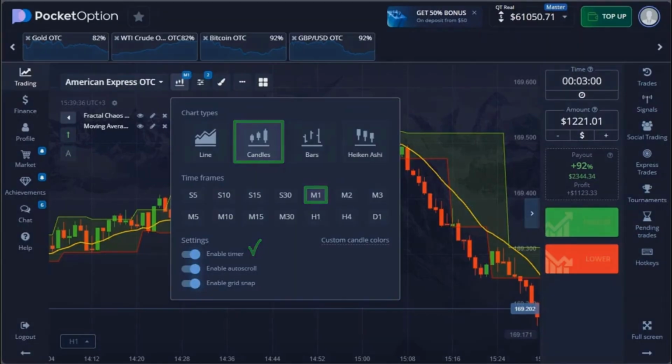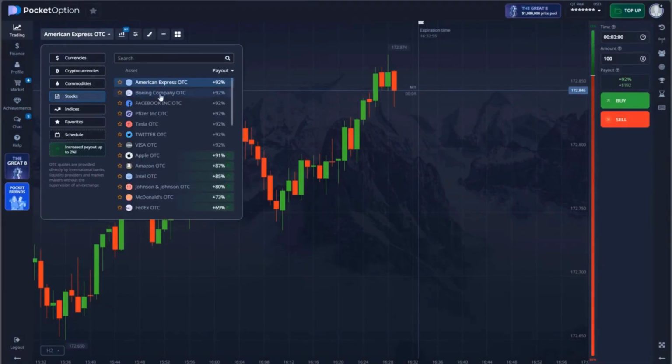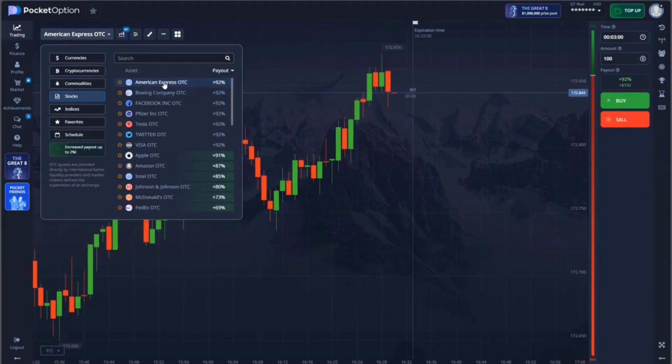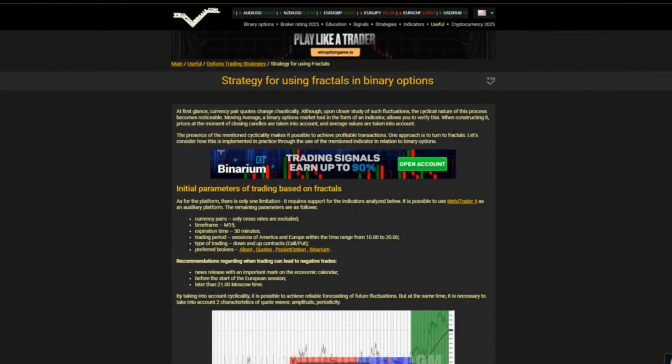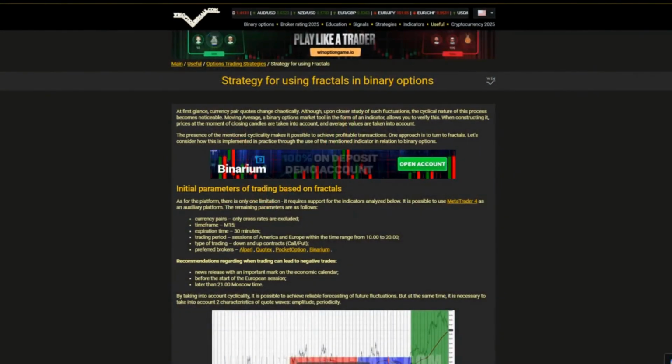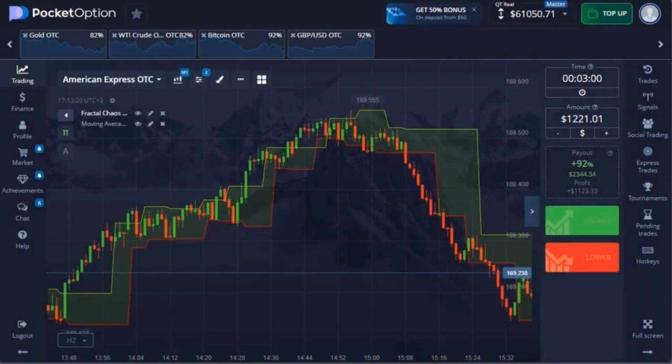the current candle closes. Which asset to trade depends on your personal preferences. However, in this video review, let's break down examples of what to do for a minute chart of the stock of American Express Financial Corporation. For those who have not yet figured out what fractals are, we recommend that you read the article, Strategy for Using Fractals in Binary Options, where we consider in detail not only their structure, but also the rules for using them in trading. Let's look at the principle of this strategy.